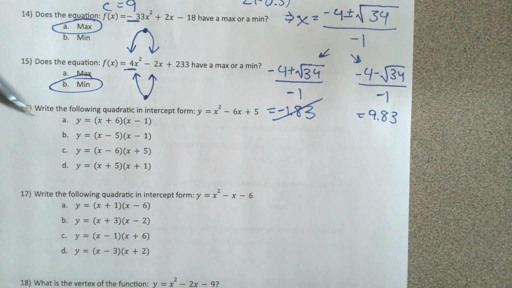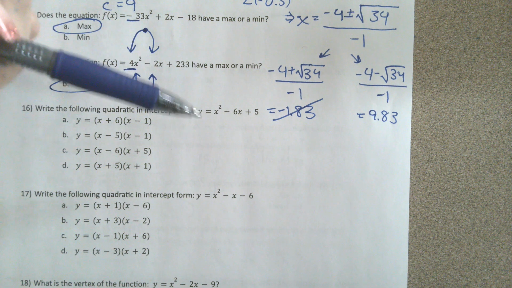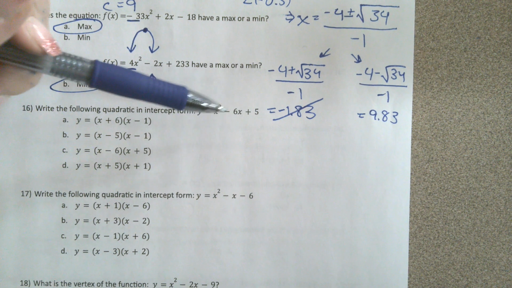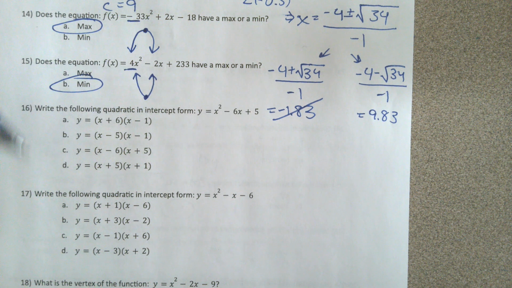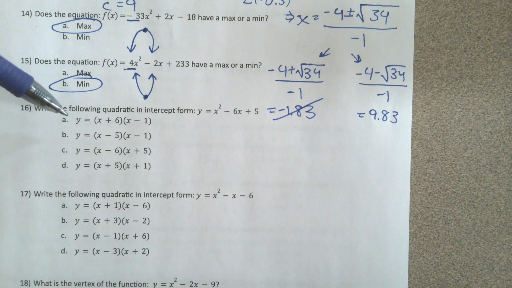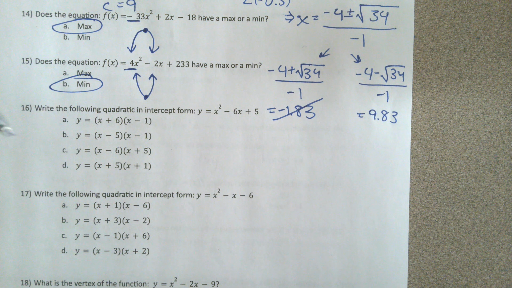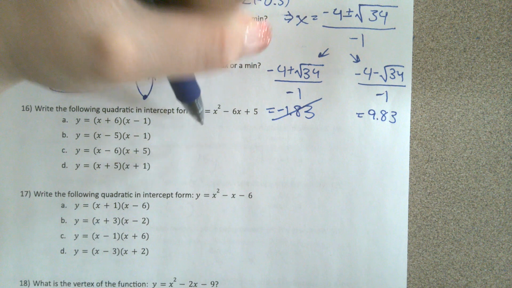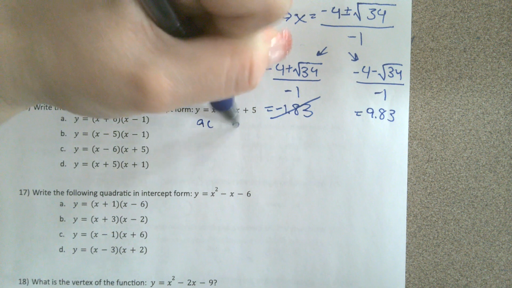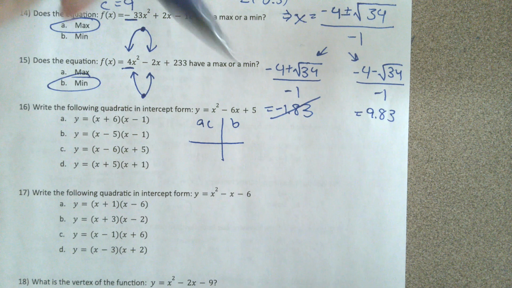Number 16, write the following quadratic in intercept form. y equals x squared minus 6x plus 5. So what we need to do is find the factors. You can go through and weigh your answer choices. There's positives and negatives to this. So let's do a bit of a process of elimination. Remember, let's at least make the ACB chart. That'll help. This will keep our thoughts together.